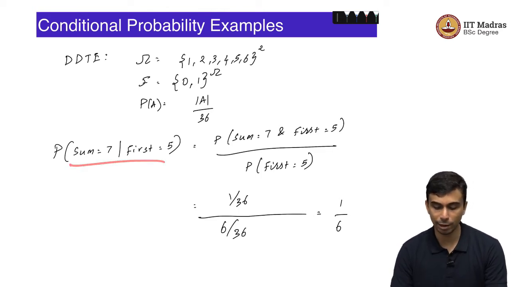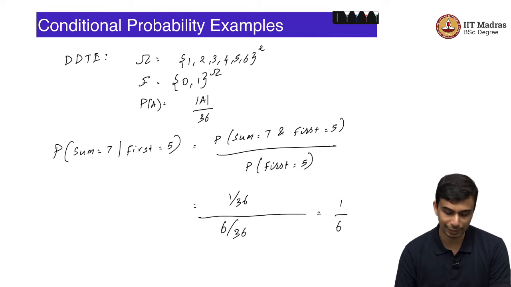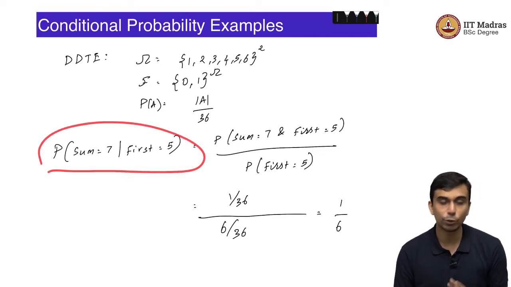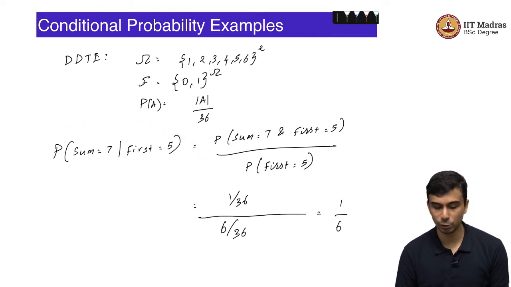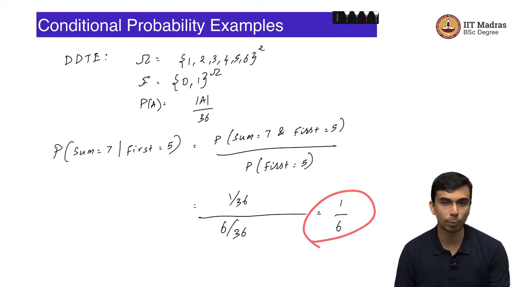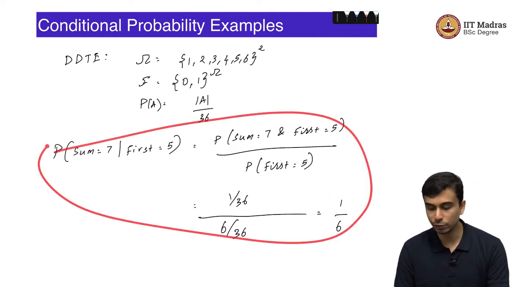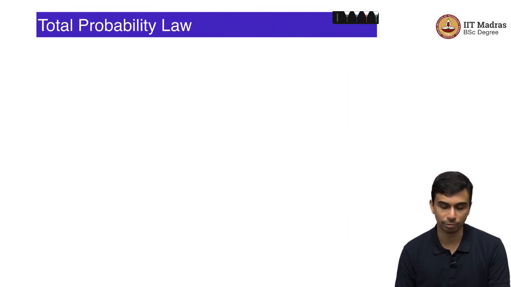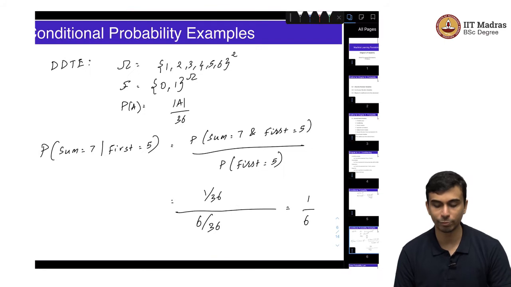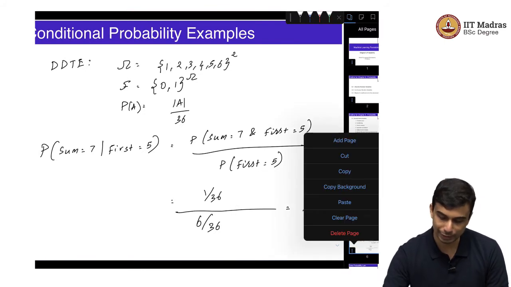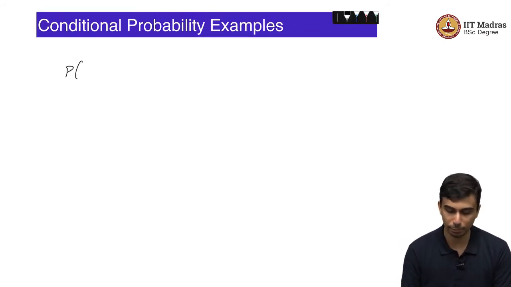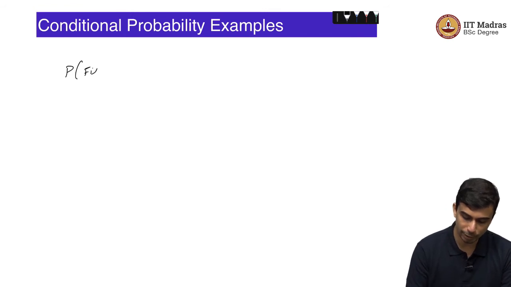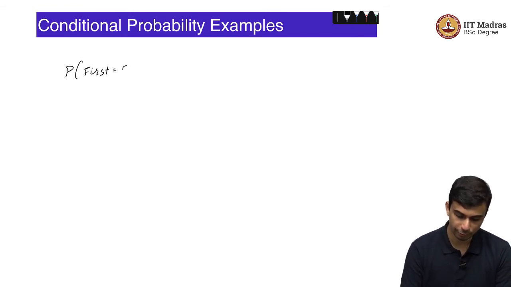So the conditional probability of the sum being 7 given first equal to 5, we know the answer for this. It is exactly equal to the probability that the second equals 2, which is 1 by 6. But still it is nice to see it working out from first principles. Let's do one more example. What is the probability of first equal to 5 given sum equal to 7?